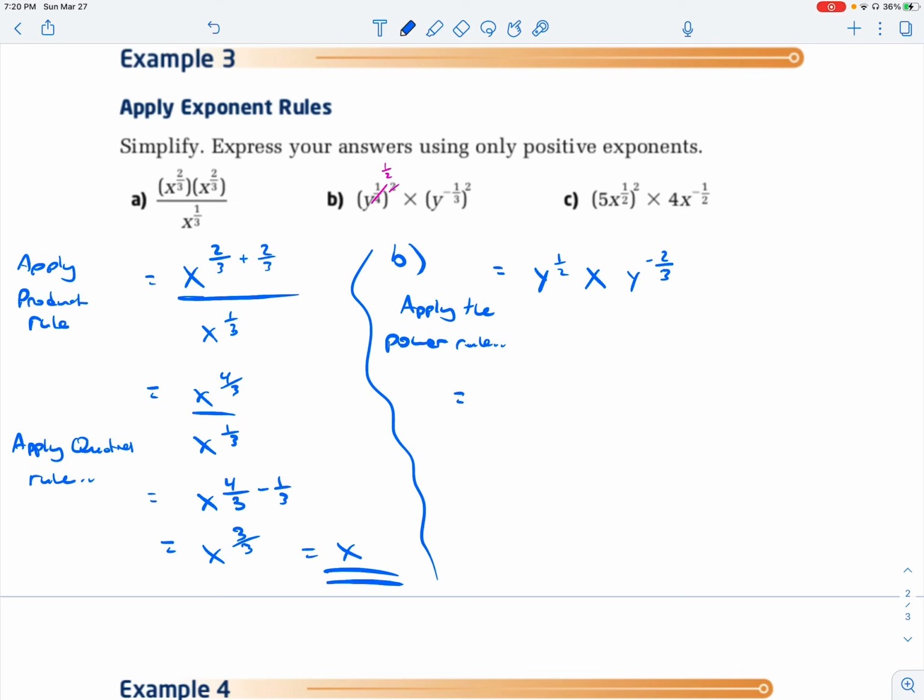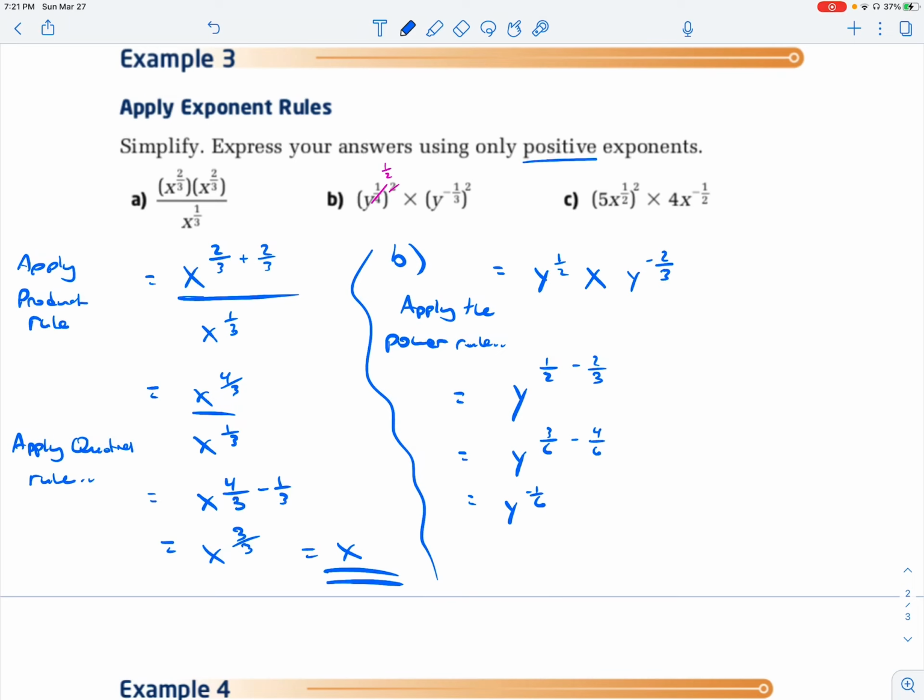Now that I'm multiplying powers with the same base, they both have the base y, I get to add the exponents. So y to the 1/2, plus a negative 2/3, so it's actually just minus 2/3. I need to get a common denominator to subtract those. My common denominator is going to be 6, so I'll have 3/6 minus 4/6. And I end up with y to the exponent negative 1/6.